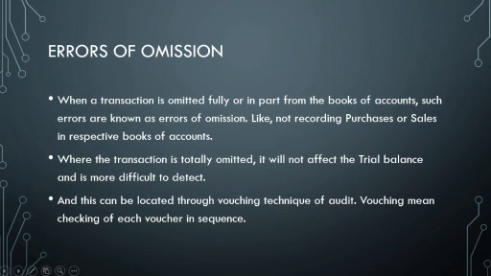Second is error of omission. When a transaction is omitted fully or partially from the books of accounts, such error is known as error of omission, like not recording of purchases or sales in respective books of accounts. Where the transaction is totally omitted, it will not affect the trial balance and is more difficult to detect, and this can be located through vouching technique of audit. And in vouching, we mean checking of each voucher in sequence.